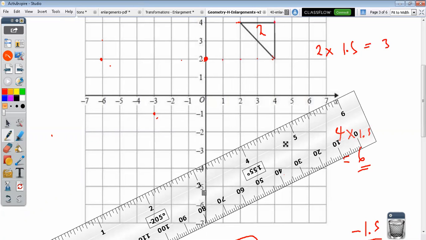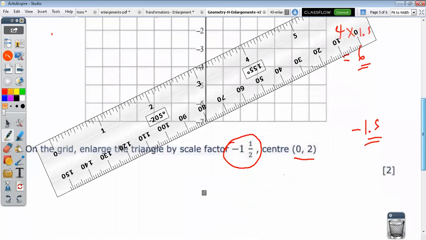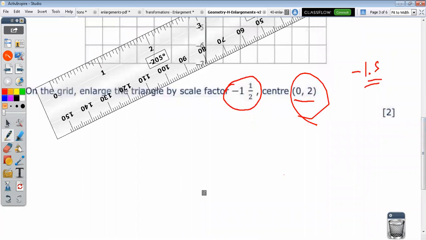It's 3. So it means 1, 2, 3. That point there is exactly there. And this is your enlarged shape. Let's see if this is correct. This is 2 boxes. Yes, that's correct. 1, 2, 3. Can you see that? We've enlarged it by 1.5. Center.